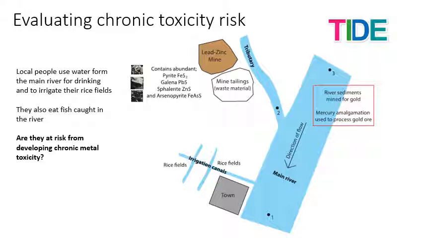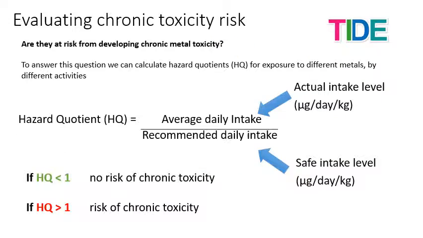They also use this river water to irrigate their rice fields, and they eat fish that have been caught in the river. So the important question you're going to answer is, are these people at risk from developing chronic metal toxicity problems via these three different activities? So drinking water, eating rice that they grow, and eating fish from the river. To do this, you're going to calculate hazard quotients for these different metals and these different activities: drinking water, eating rice, and eating fish.